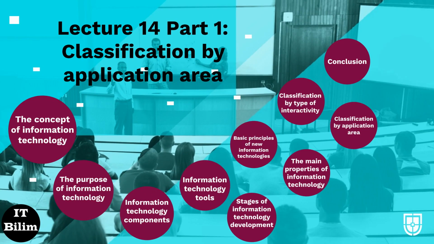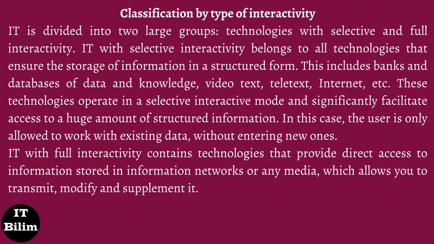Classification by type of interactivity. In order to properly understand, evaluate, competently develop and use information technologies in various spheres of society, their preliminary classification is necessary. The classification of information technologies depends on the classification criteria. The criterion can be an indicator or a set of features that affect the choice of a particular information technology. An example of such a criterion is the user interface, a set of techniques for interacting with a computer implemented by the operating system. It is divided into two large groups: technologies with selective and full interactivity.